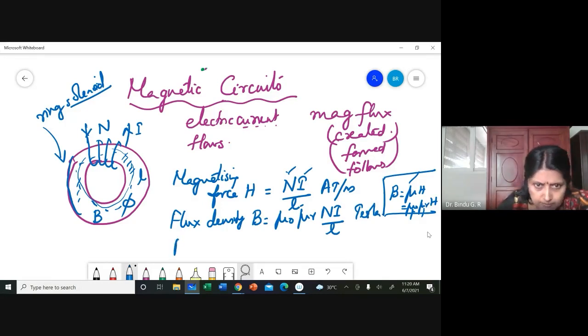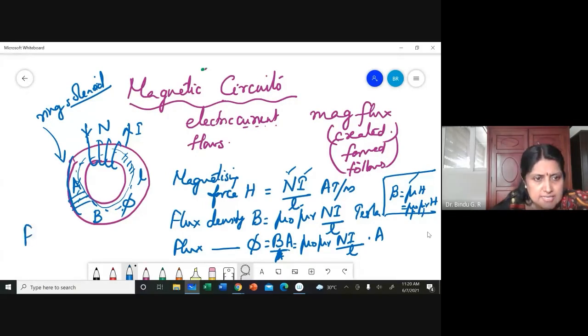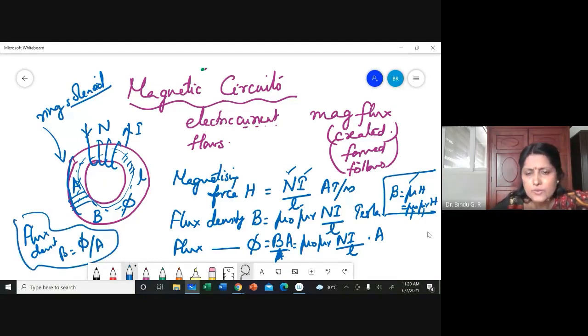And the flux in the toroid, phi is equal to B into area. If the area of cross section is capital A, that will be mu 0 mu r Ni by L into A. Sorry, flux density into A. Flux density B is equal to flux by area. So this is this.